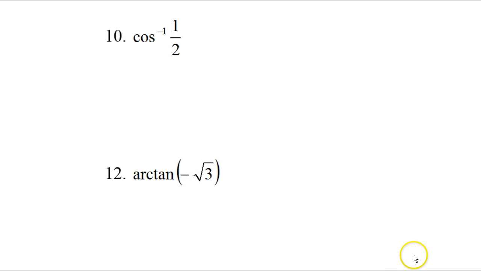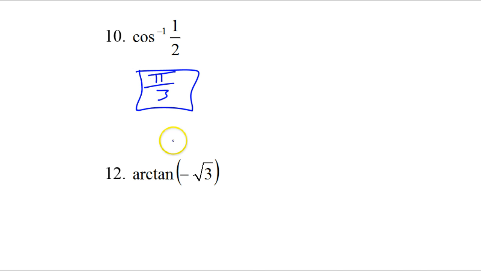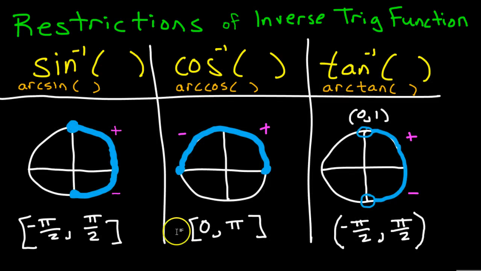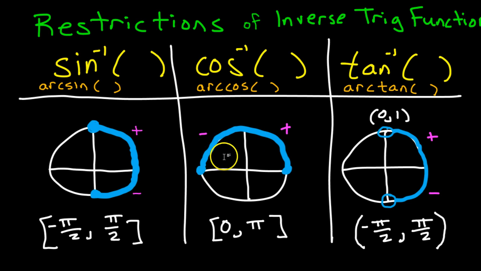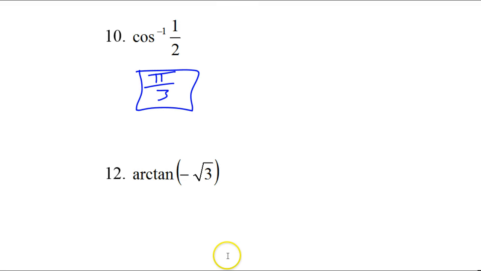Alright, moving on to number 10. Inverse cosine of 1/2. This is an angle. It's the angle whose cosine is 1/2. That is pi over 3. Is pi over 3 within the restricted domain for cosine? Yes, it is. Pi over 3 is right here, and it is within the restricted domain for cosine. So that's the answer.